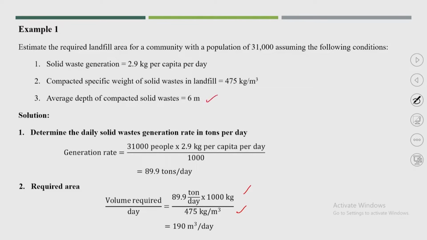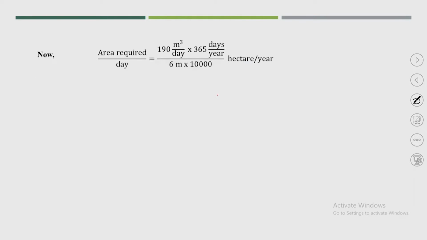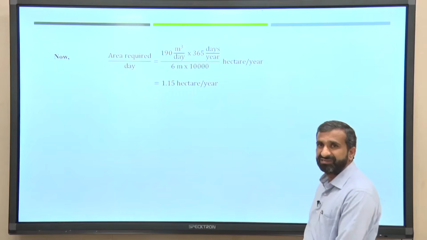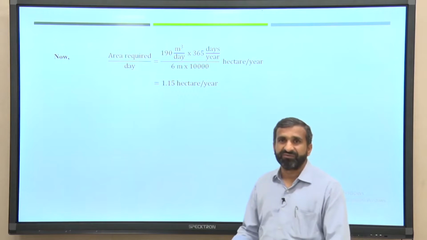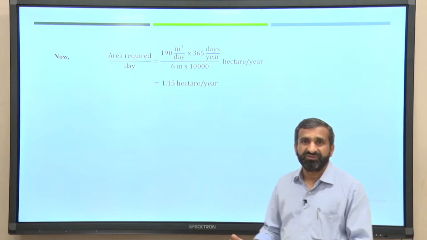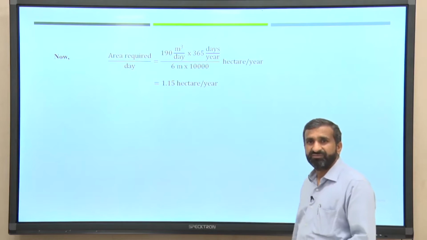So, we will divide by the depth, and this depth is given in the question. The average depth is 6 meter, and we are converting the area into hectare. If you divide by 10,000, the area will come in hectare per day, and we multiply by 365 days in a year, and now the area is coming 1.15 hectare per year. This is the answer: in a year, 1.15 hectare will be required for disposal of waste from 31,000 population.